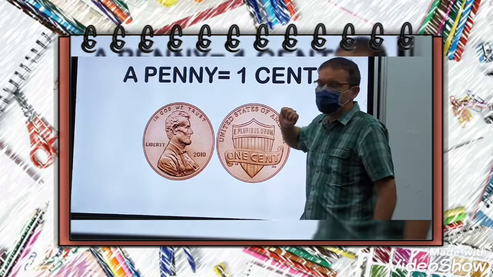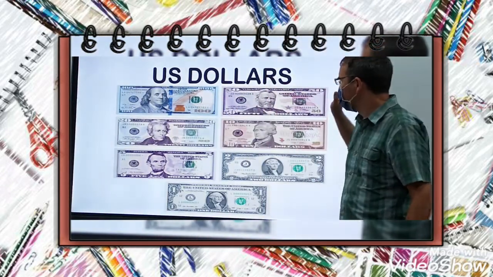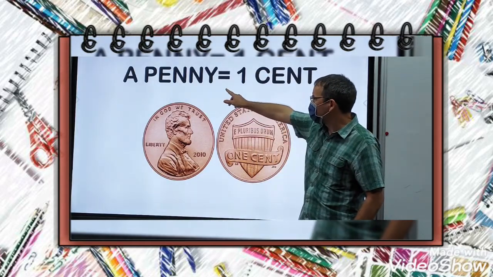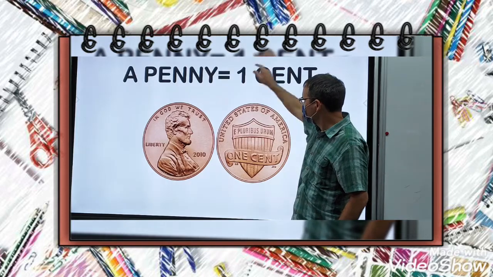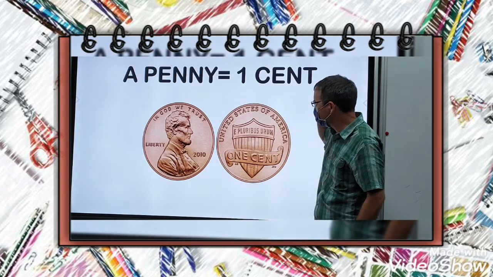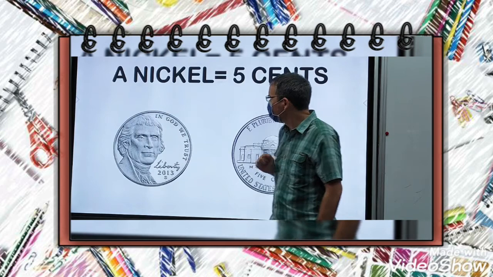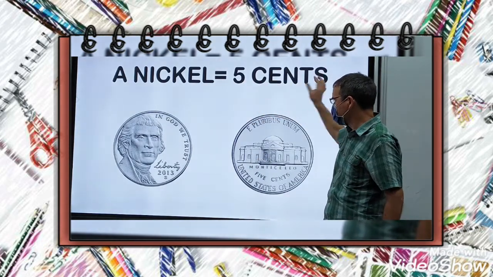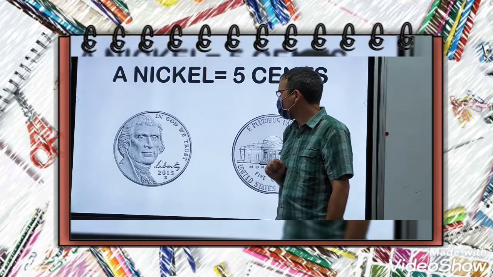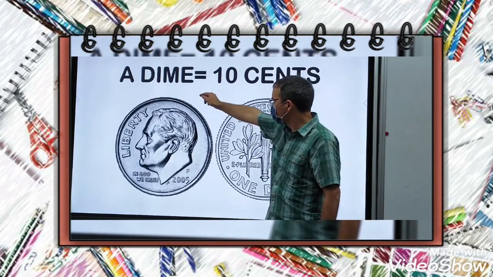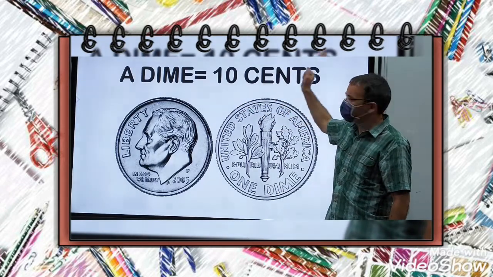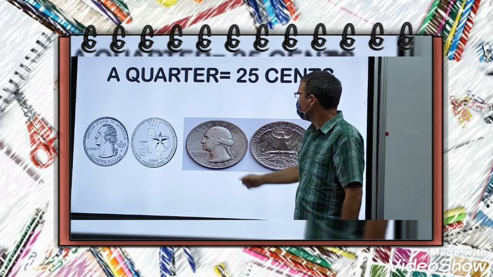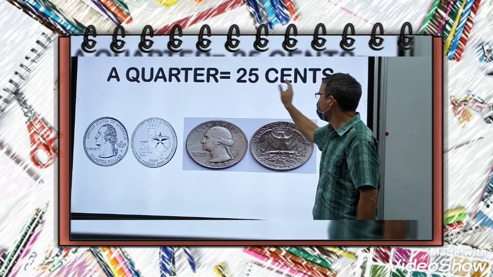So we're going to go over the US dollar, the money right now. First one is the change. The lowest amount is a penny. Remember, 6th grade, a penny equals 1 cent. The next one is a nickel. A nickel equals 5 cents. And next, we have a dime. A dime equals 10 cents. Next one is a quarter. A quarter equals 25 cents.